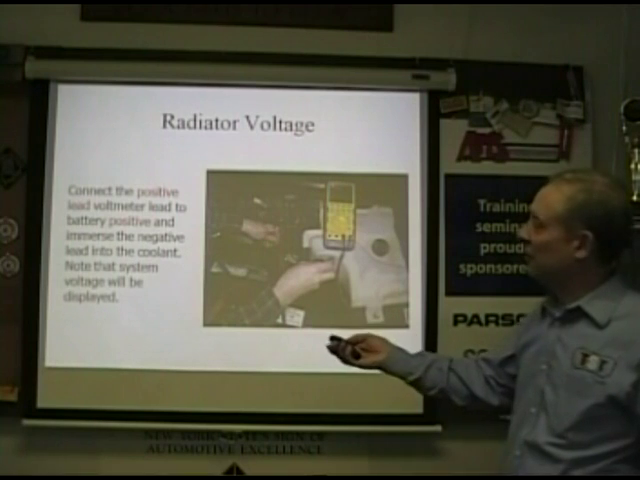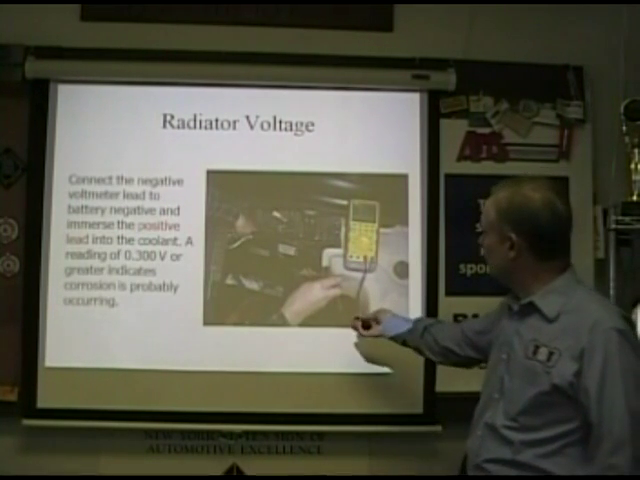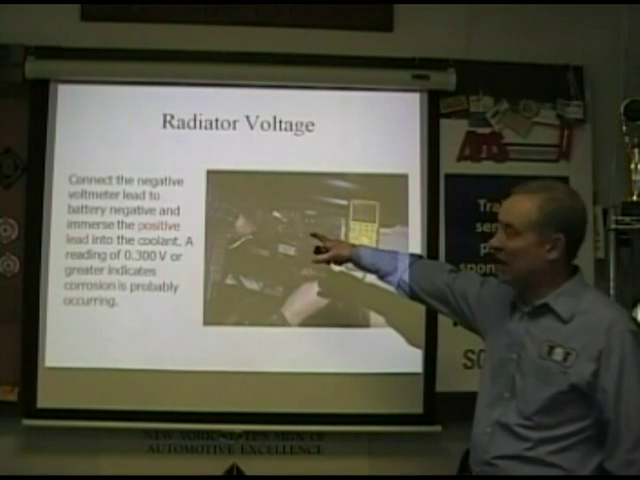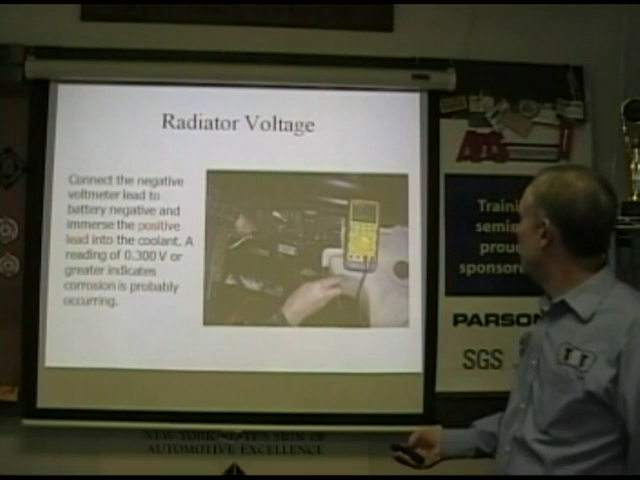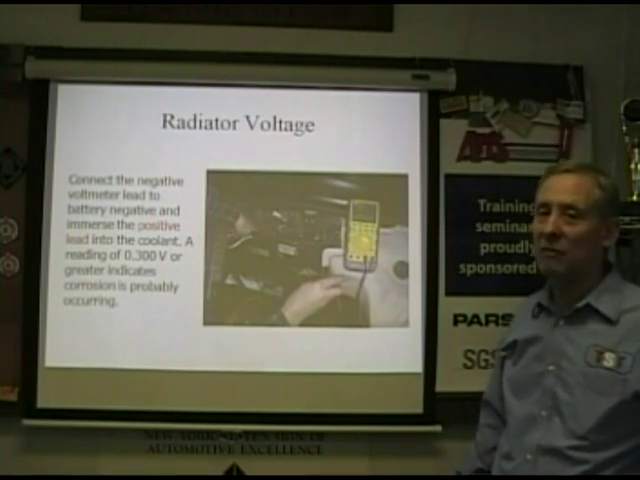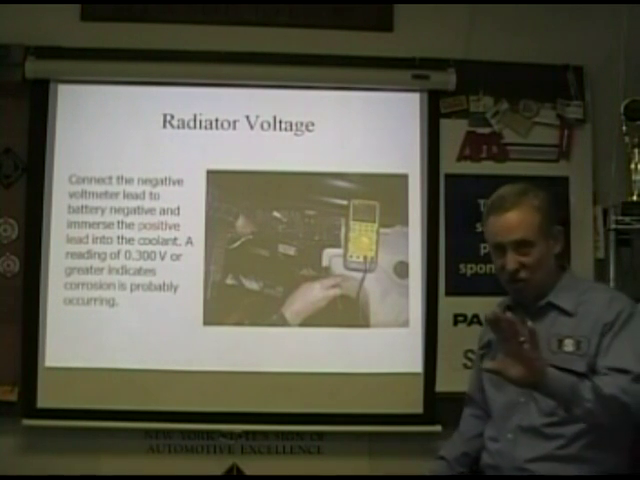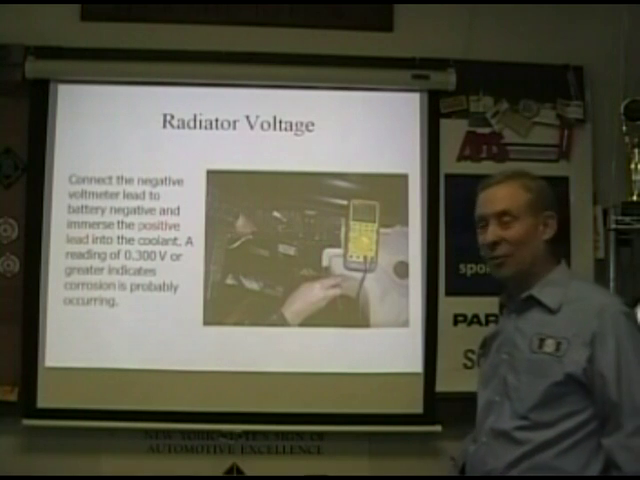If we reversed it, as we did here, let me go back. Here we have the red lead in the coolant. We have the black lead on a good ground. What's your meter reading there, Pierre? It's reading 0.141 volts, or 141 millivolts. That's a good system, which is good, because 300 millivolts is the threshold.